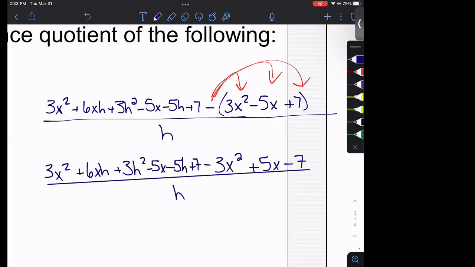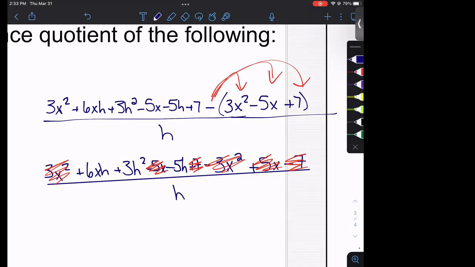Again, we want to, just like on the last problem, go through and combine like terms. Hopefully things will cancel. So here we have a 3x squared and a negative 3x squared. We have a 5x and a negative 5x. We have a positive 7 and we have a negative 7. So once we do that, we've actually eliminated 6 terms from the numerator here. It's going to look a lot better now.